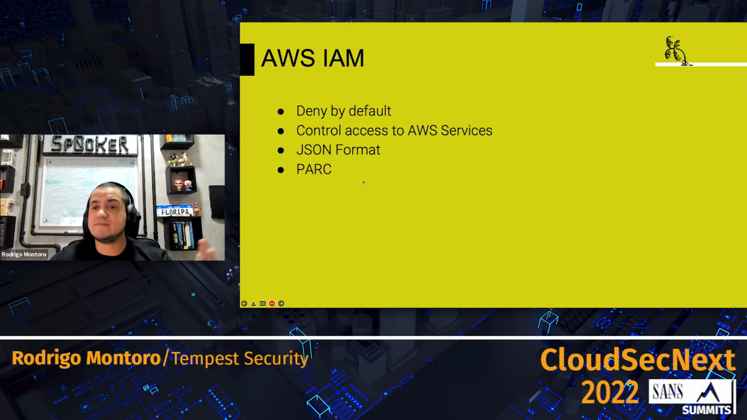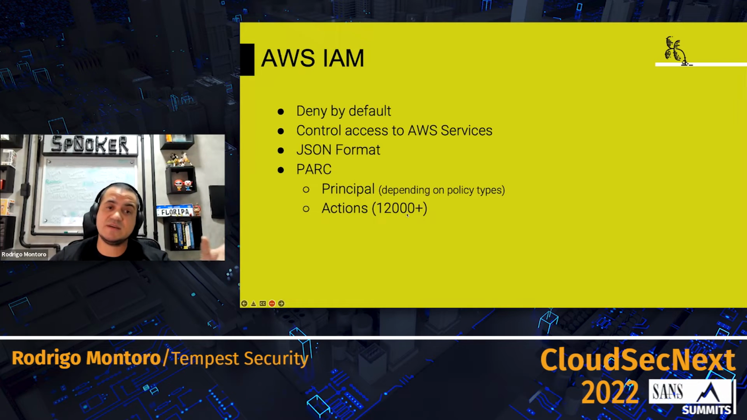And mostly it has some parts inside. What does that mean? You have the principals, depending on the policy type. You have the actions that you have access to, usually the service and the action itself. Some services have hundreds of actions and some have just a few. But in total, you have more than 12,000 actions. That's a lot. So if you use the administrator access, you are giving access to all those actions, which gives you access to almost 300 services, or something close to that, that AWS has.